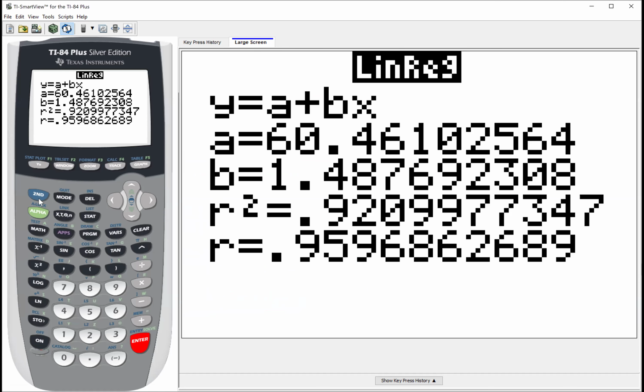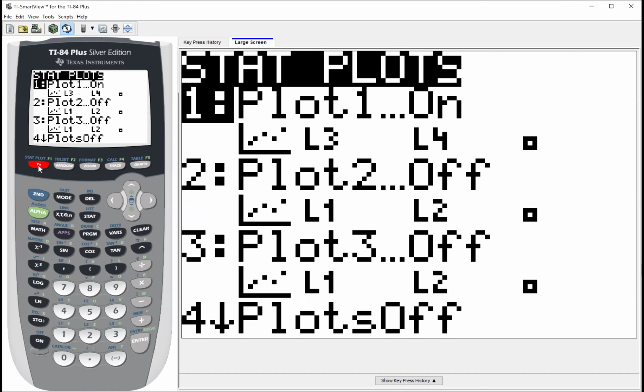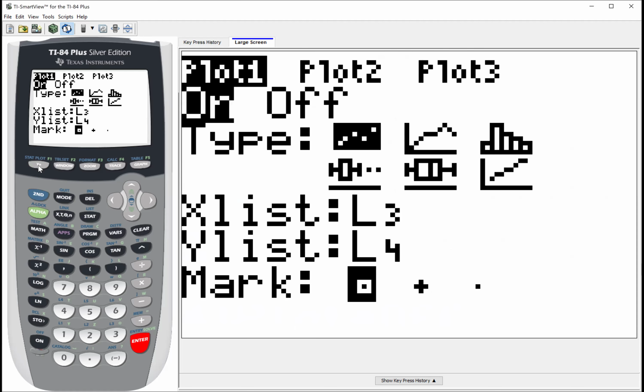So remember, we press second and y equals. Your plot is probably on from last time, so I'm just going to choose plot 1. Make sure it's on. We're going to arrow down to type, and the first one is your scatter plot. So we're going to make sure that's highlighted. And now we have to put our X list and our Y list. So my X list was in L5, and then my Y list was in L6. And now we're ready to graph, so we could press graph.